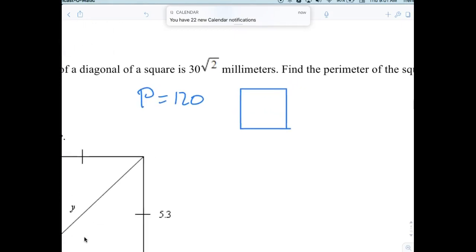So there's my square. Here is my diagonal. That is 30 radical 2, which makes a 45, 45, 90 right triangle. So from last Friday, we learned that if the hypotenuse is 30 radical 2, the leg would be what? 30. Right?